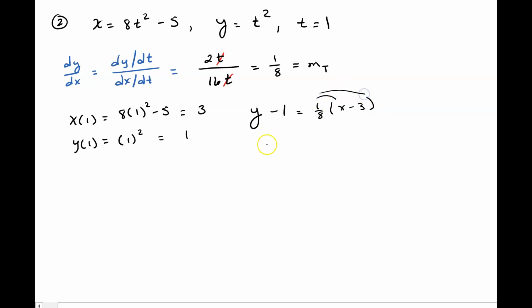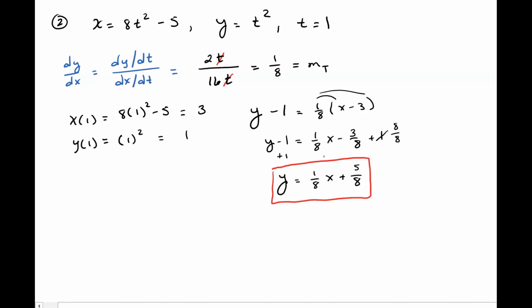We can distribute the 1/8. We get y minus 1 equals 1/8 x minus 3/8. We're going to add 1 to both sides, and we end up with the equation y equals 1 over 8x, and the negative 3/8 plus 1. Well, this 1 is really like 8 out of 8, if you think about it. So 8 and minus 3 is a positive 5 over 8. And so that right there represents the equation of the tangent line for this parametric curve, rather, for these parametric equations.